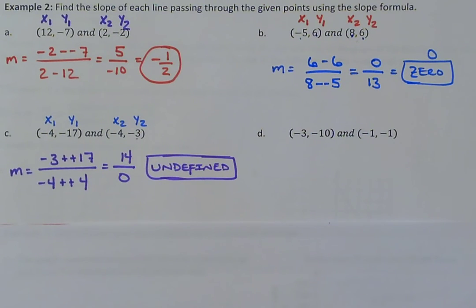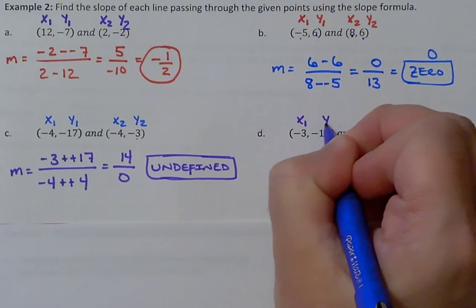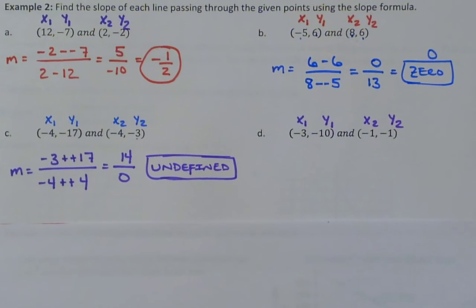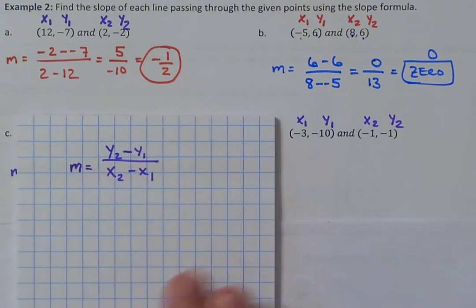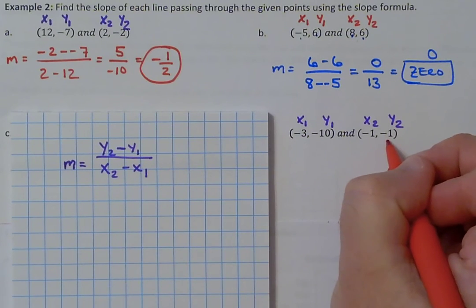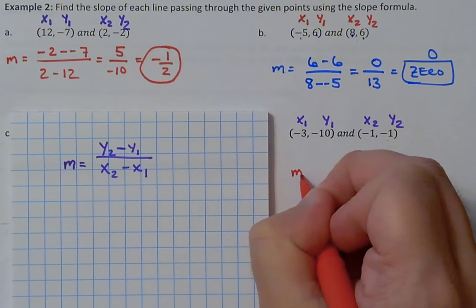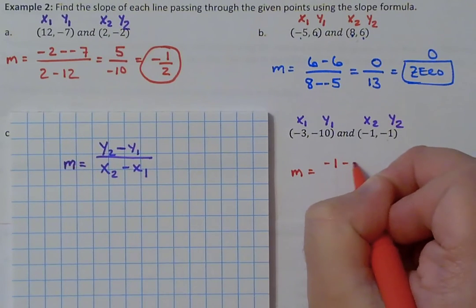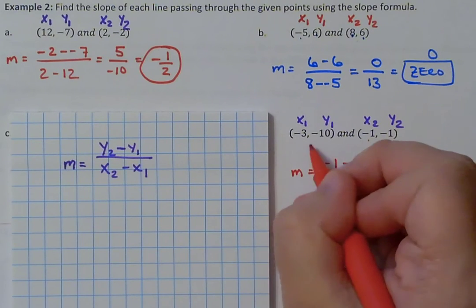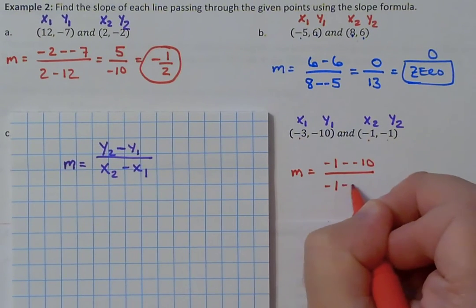Now, I do want to run through D real quick, just to give you more problems to reference and more things to see. So for part D, first we're going to identify our x1, y1, and then our x2, y2. So again, we're going to go through and use our slope formula. So y2 minus y1 over x2 minus x1. So we're going to do negative 1 minus a negative 10. So m equals negative 1 minus a negative 10 over x2 minus x1. So negative 1 minus negative 3.